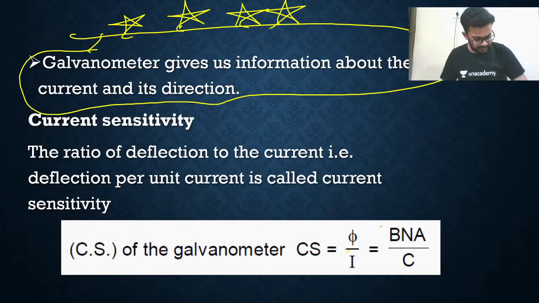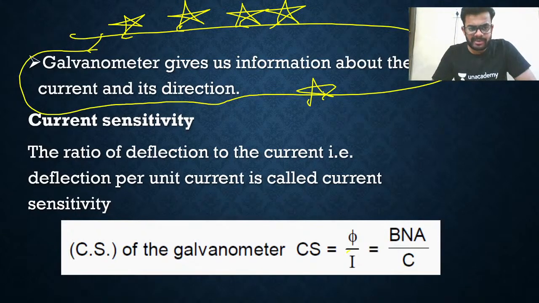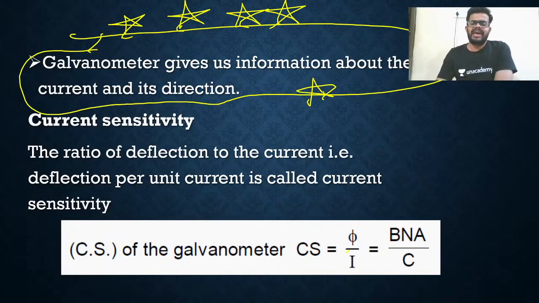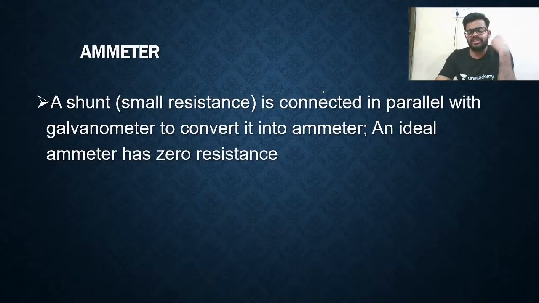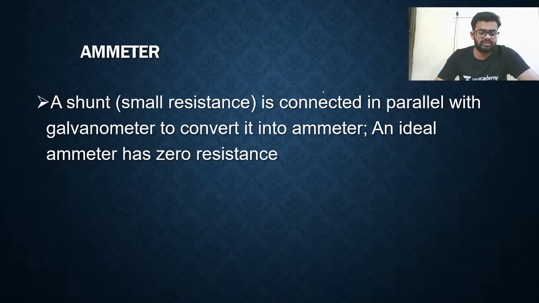Remember this, galvanometers give us information about the current and its direction. That's all. So this is the important point. Next, ammeter. So what is an ammeter? An ammeter is a device which is used to measure the current, how much current is flowing through a resistance or through a branch, a wire. We measure that using the ammeter.